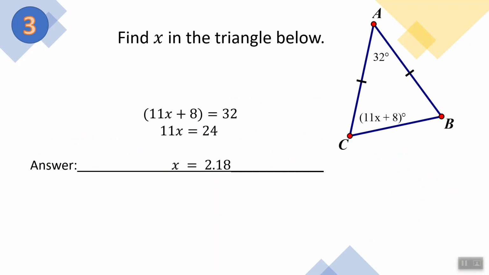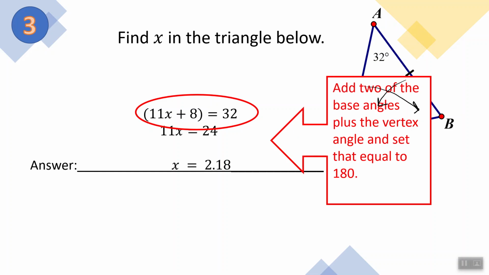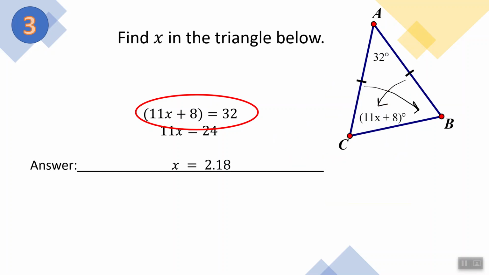So looking at this picture, you have an isosceles triangle. Remember that sides are opposite congruent angles. So with this, the student did not set up the triangle sum theorem correctly. You want to add the two base angles and the vertex angle, so they should have done 2 times (11x plus 8) plus 32 equals 180.